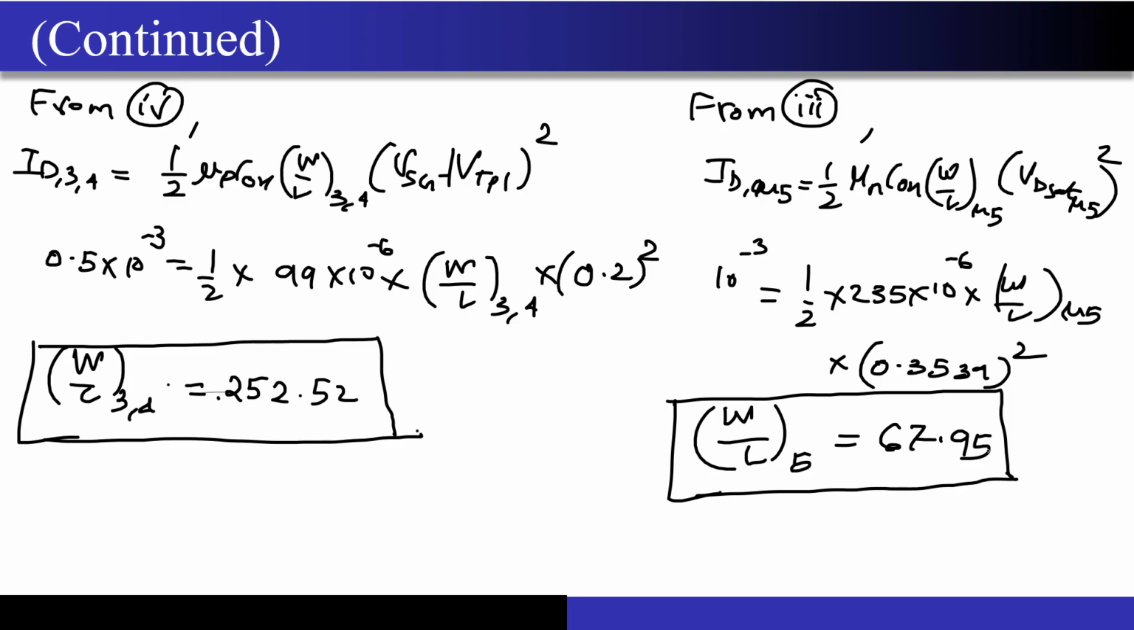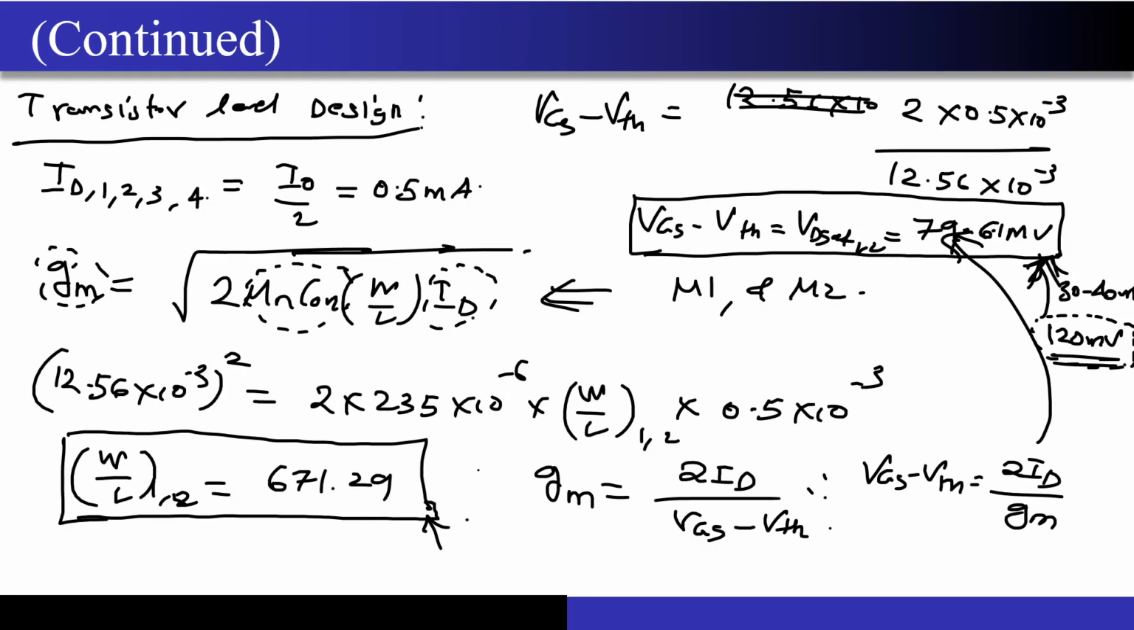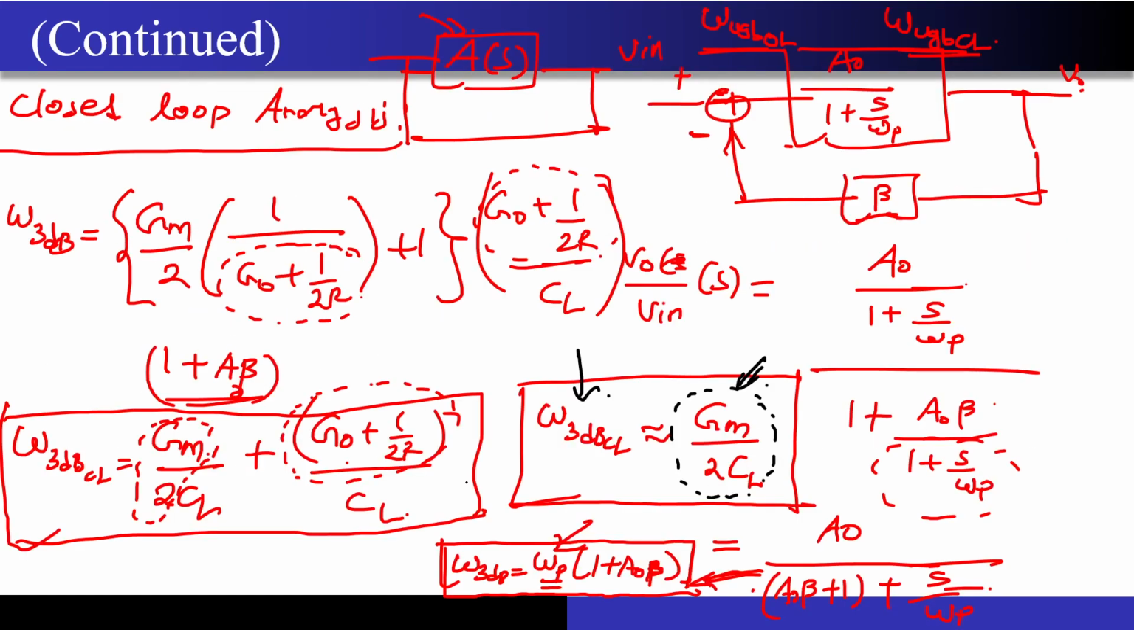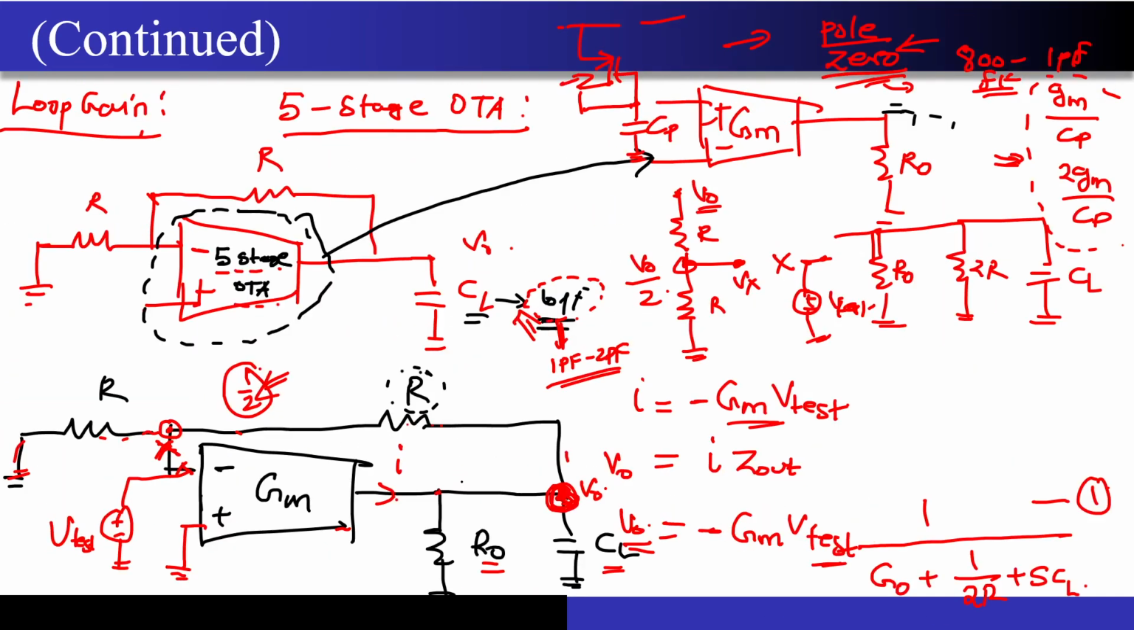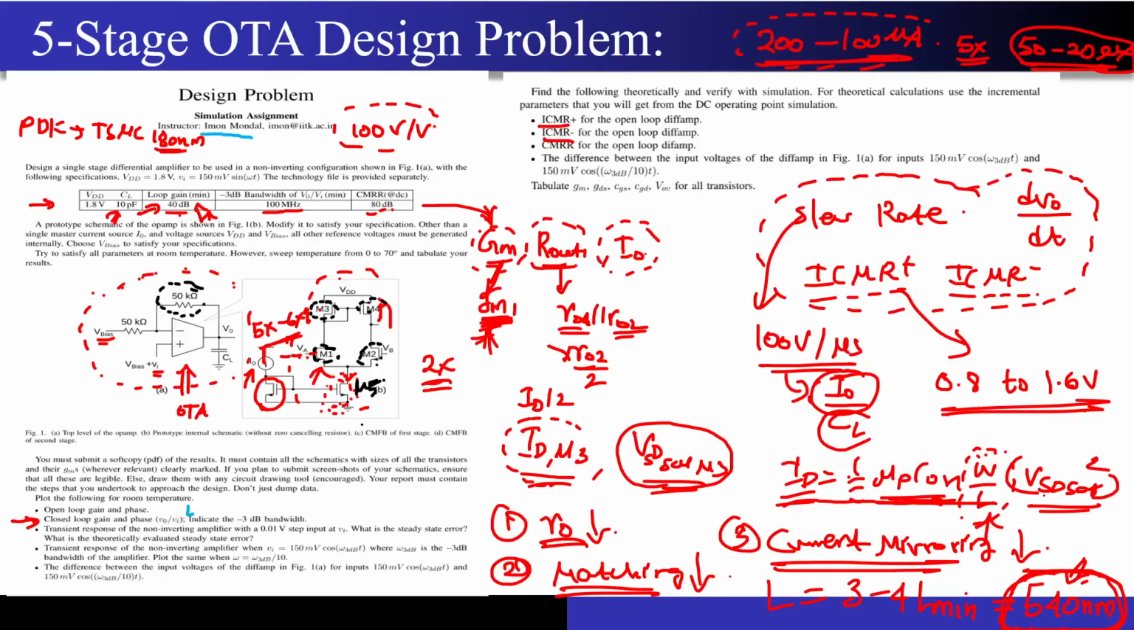Correct? Now nothing is left in the circuit. Literally nothing is left in the circuit. We have calculated the W by L ratios of all the transistors 1, 2, 3, 4 as well as the fifth. Correct? The only thing that you may doubt is remaining is to calculate the W by L ratio of this current mirror transistor, right? That is giving the bias voltage to the bottom tail current source, correct?